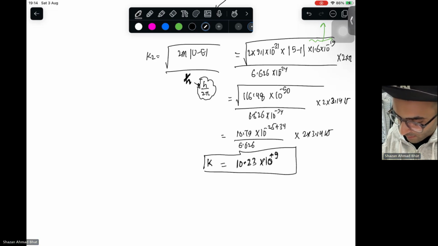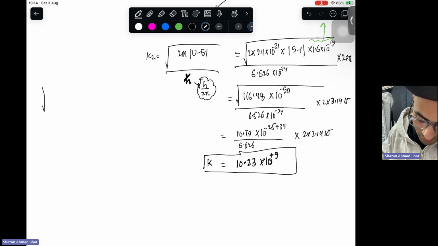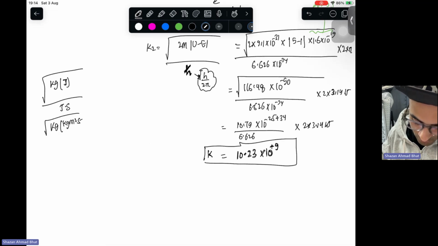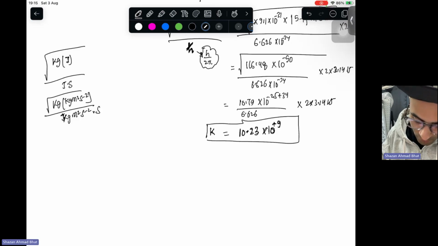And what will be the units of K? Let's check. This is kilogram for mass. This is joules, and in the bottom there is joule second. Now you can write joules as kilogram meter square per second square, divided by joule, again kilogram meter square per second square into second. You will get kilogram is kilogram square.